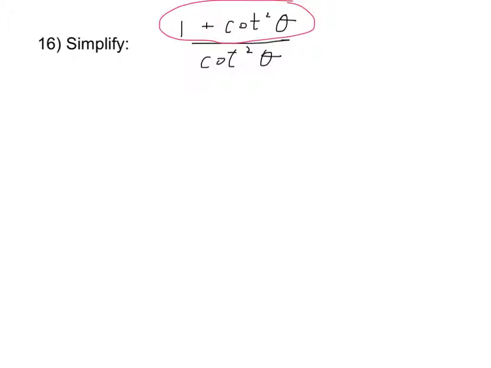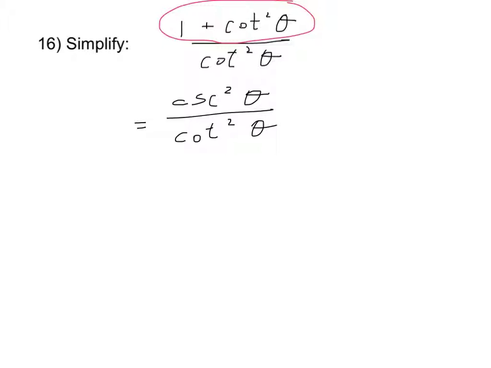is the fact that 1 plus cotangent squared of theta has an equivalency based on one of our versions of the Pythagorean identity. If you remember, 1 plus the cotangent squared of theta is the same as the cosecant squared of theta. So I can use that version of the Pythagorean identity to say that cosecant squared of theta is on the top and cotangent squared of theta is on the bottom.